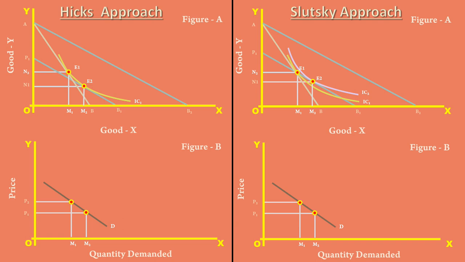This is because of two effects. They are substitution effect and income effect. Of these two effects, it is substitution effect which is mainly held responsible for the downward sloping of the demand curve. Both the economists strongly believe in the important role played by substitution effect in deducing a valid demand theory.